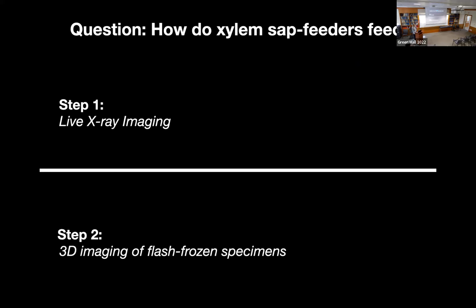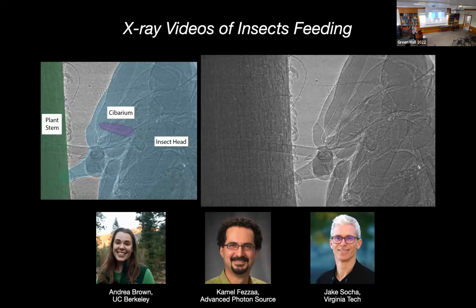The first thing we did was live X-ray imaging. The second thing we did was 3D imaging of flash frozen specimens, so we could get snapshots of what they're doing. This is our bug here. This is the stylet inserted into the xylem vessel, and it's opening and closing the cibarium here. How that's working is we brought the bugs to the synchrotron in Chicago, and it's the same thing as what happens at my beamline, but the bug isn't spinning around.